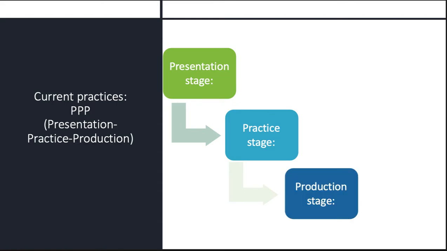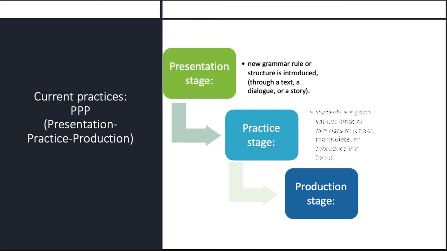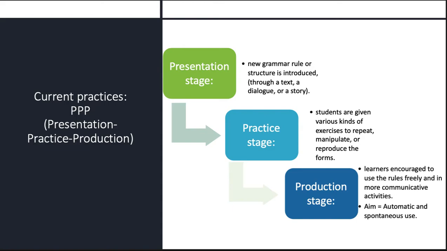The most popular practice to emerge in the 20th century, and one that's still widely used today, is the PPP structure. This is a teaching approach that uses a 3-stage sequence to teach grammar: a presentation stage, a practice stage, and a production stage. In the presentation stage, a new grammar rule or structure is introduced through a text, dialogue, or a story. Then, in the practice stage, students are given various kinds of exercises to repeat, manipulate, or reproduce. Finally, in the production stage, learners are encouraged to use the rules freely and in more communicative activities. The overall aim of the PPP approach is automatic and spontaneous use of language.